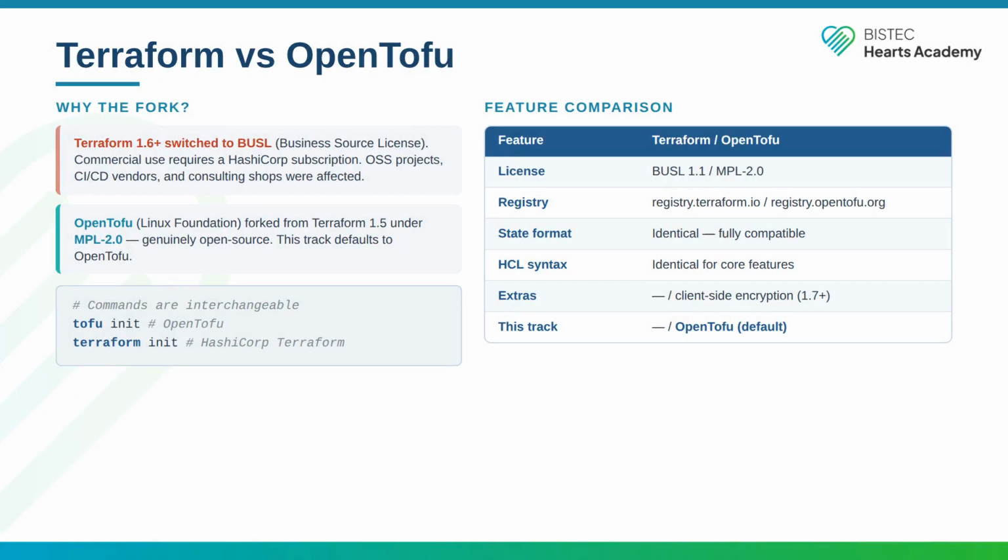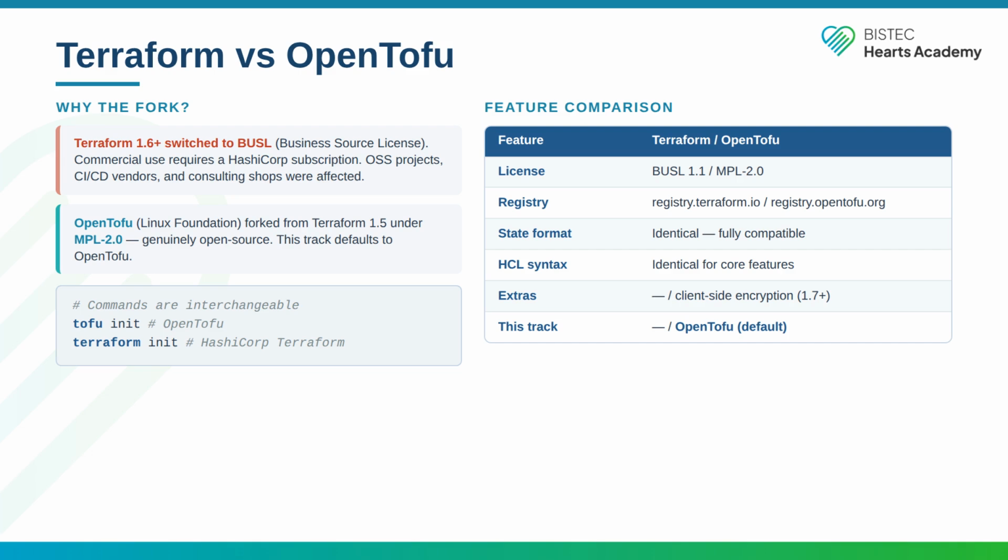In August 2023, HashiCorp changed Terraform's license from MPL 2.0 to the Business Source License, BUSL 1.1, which restricts commercial use by competitors. In response, the Linux Foundation launched OpenTofu, a community fork of Terraform from before the license change, maintained under the original open source license. OpenTofu is now at version 1.7 and has its own feature additions.